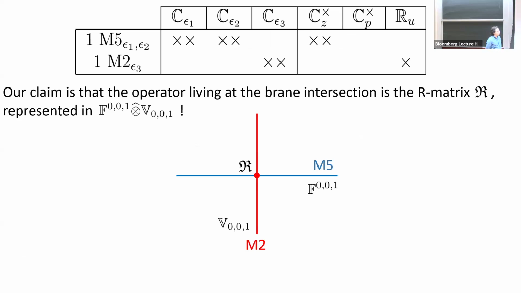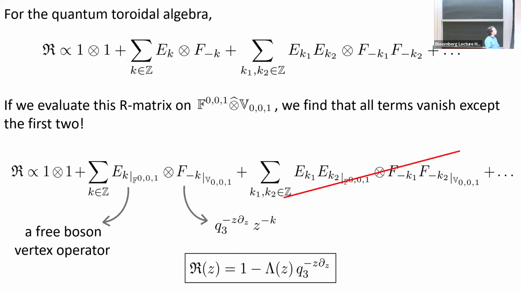So our claim, and I'm going to show it explicitly for you, is that the operator living at the brane intersection is the R matrix represented in the tensor product of Fock and vector. So literally, that's the R matrix of this algebra evaluated at this tensor product. Okay, so how would I show this? Well, first, what does the R matrix look like?